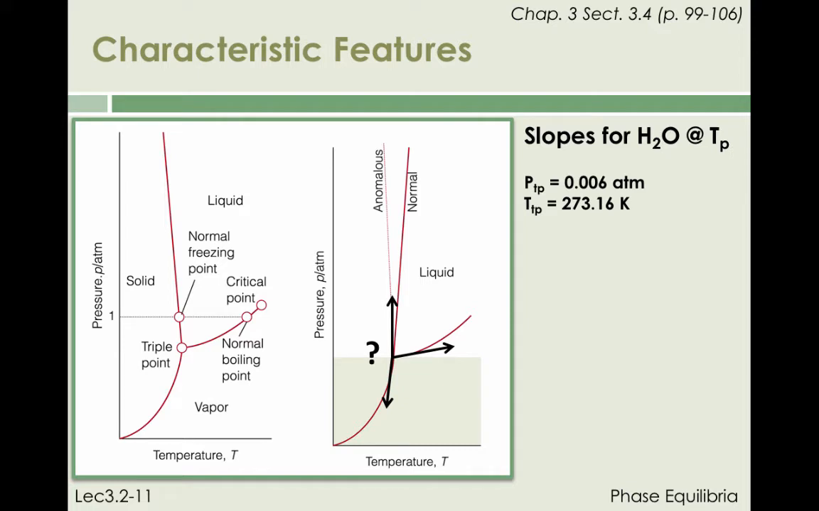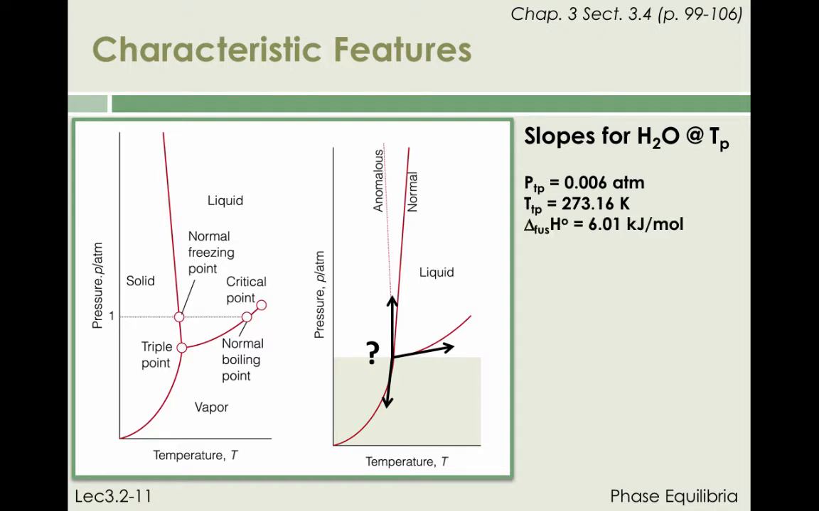0.006 atmospheres and a temperature of 273.16 Kelvin or 0.01 degrees C for water. Using data given in your book, you can readily calculate the three slopes associated respectively with the solid-liquid, liquid-vapor, and solid-vapor coexistence curves.